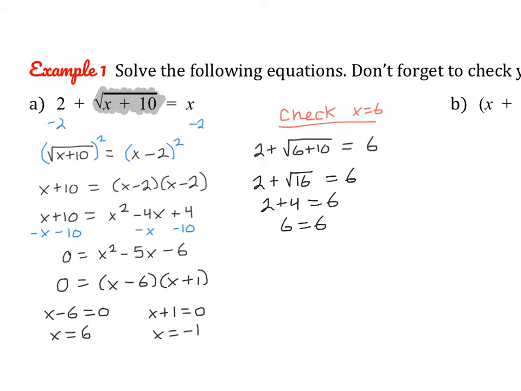So that checks out. So that means that x equals 6 is a solution. So now I can box it. And now let's check x equals negative 1.